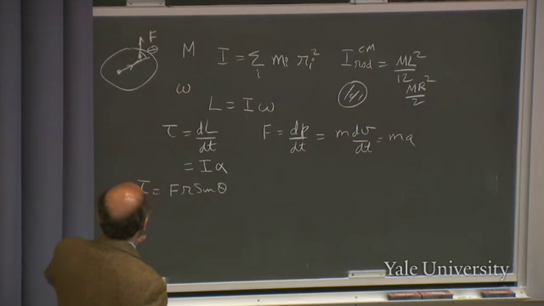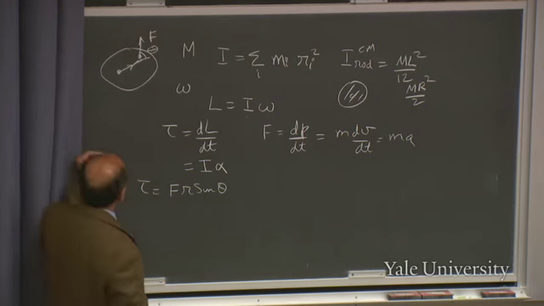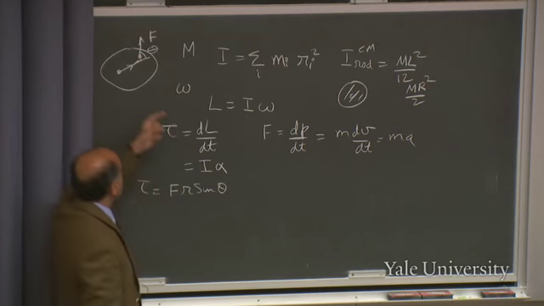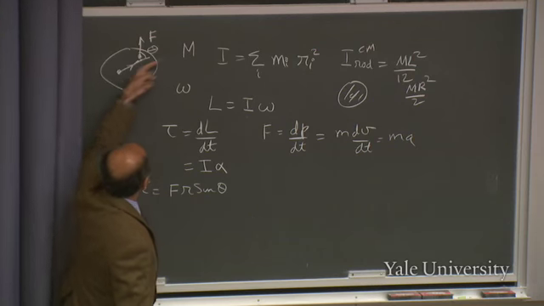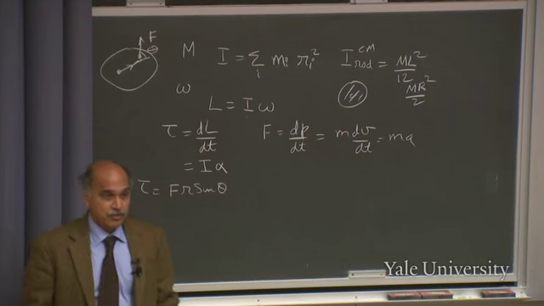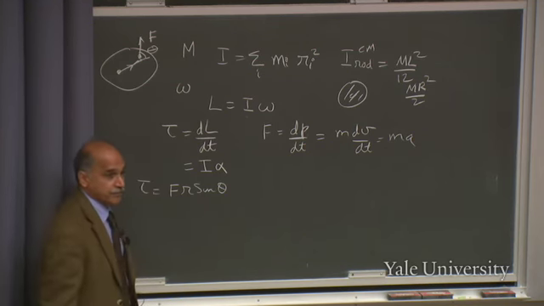If you took F to be perpendicular to this separation vector, then sine theta is 1. If you took F to be parallel to the separation vector, torque vanishes, because it's no use applying a force in the line joining you to the center, because you don't produce rotations that way. So sine theta tells you how much of the force is good at producing rotations.